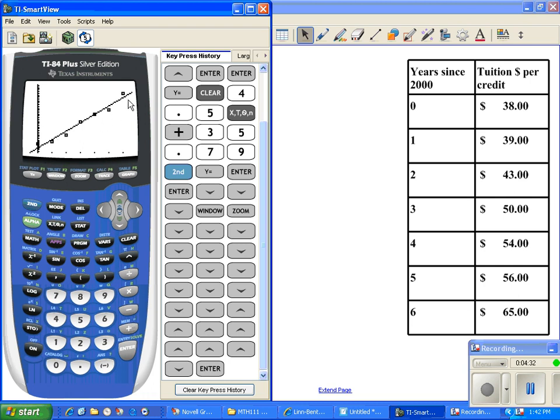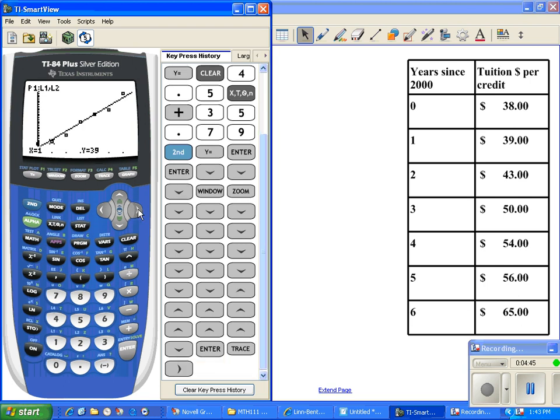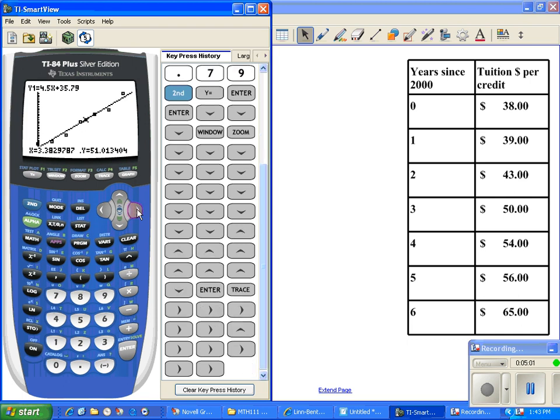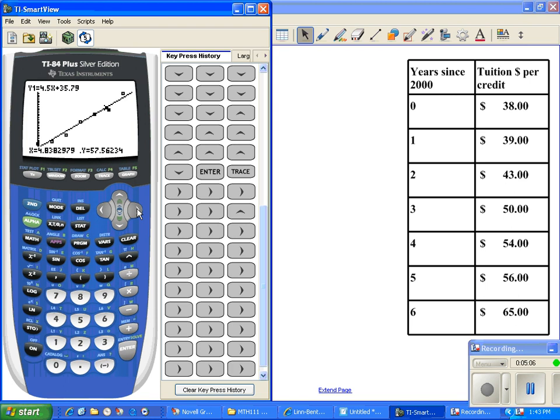These are the original data points, so let me see here. This would have been the year 2000. I can hit trace, and in the year 2000, my tuition at LBCC was $38. In the year 2001, tuition was $39, and so I'm tracing along the original data points. We can see that because we're on P1, the data points. Now if I press the up arrow, we're now tracing along the regression line. So the regression line is our estimate for the tuition at different points in time. So we can see we're not hitting everything exactly.